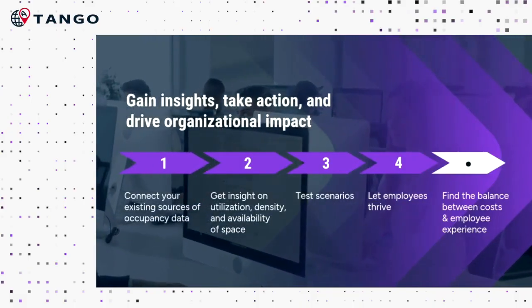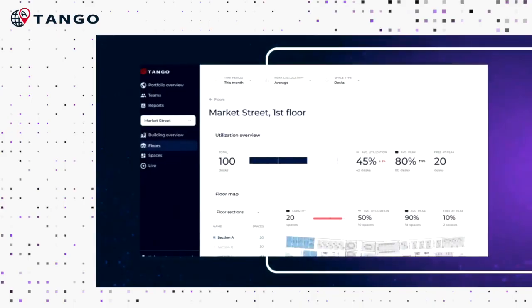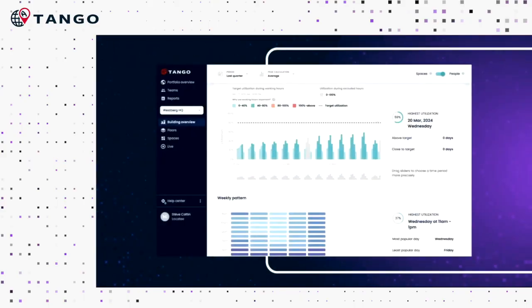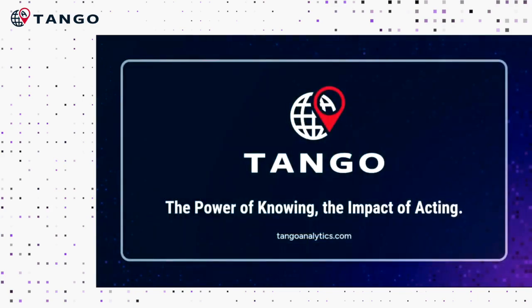Optimize your workspace based on real demand, not assumptions. Reduce costs by aligning space supply with actual usage. Create a better hybrid experience, giving employees the flexibility they need. And finally, automate reporting, freeing your team from manual work. Ready to transform the way you manage your workplace? See Tango Workplace in action today.